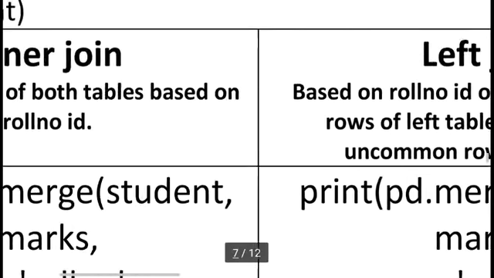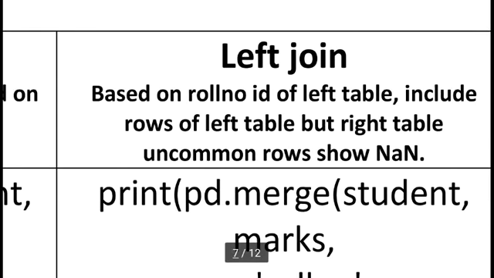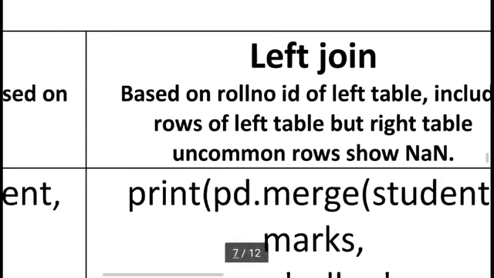Okay, now I am joining the second type, left join. Based on the roll number ID of the left table, here the left table is our student table, we include the rows of the left table, but the uncommon rows of the right table show NaN. NaN means not a number.